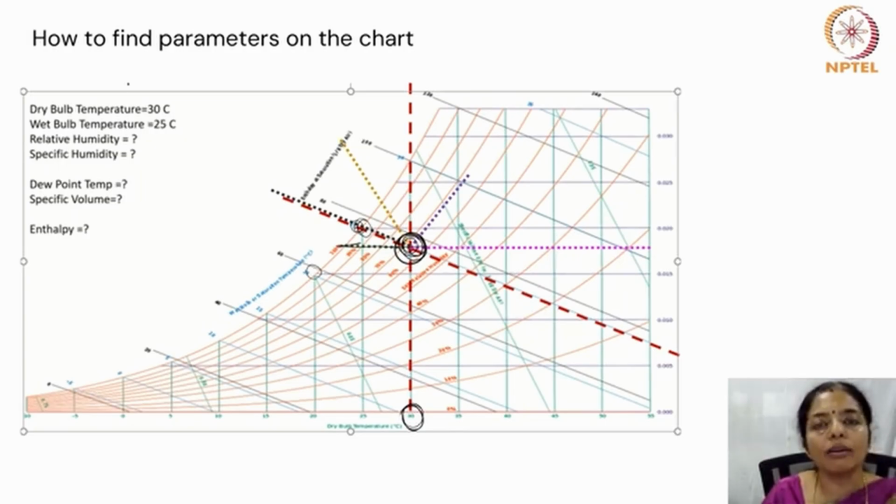Now you find the relative humidity. Draw a parallel line along the relative humidity curve. So this is the relative humidity curve. You draw a parallel line like this. Now where is it? It is somewhere between 70 and 60 but closer to 70. So we will say approximately it is 68. Relative humidity is 68.